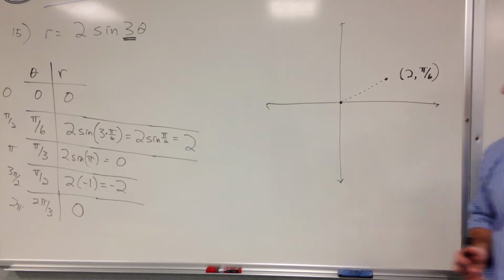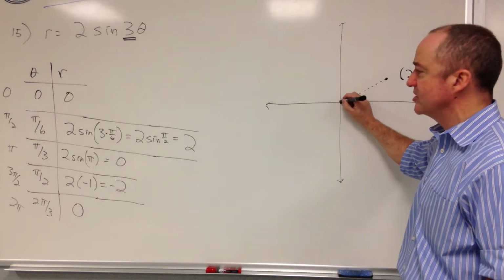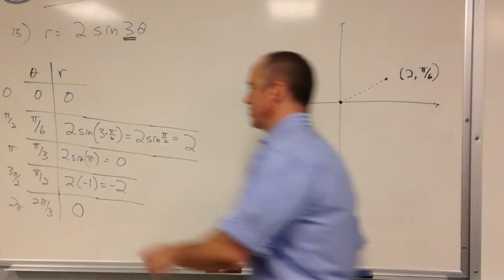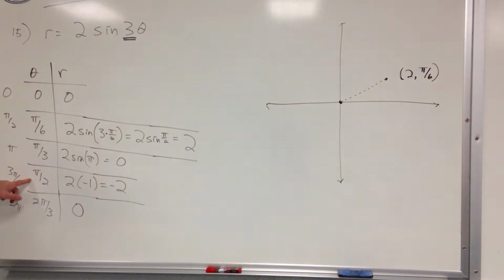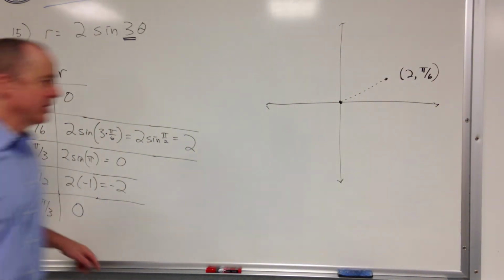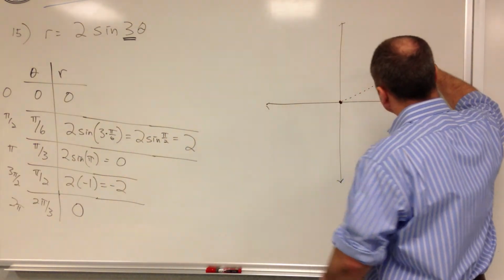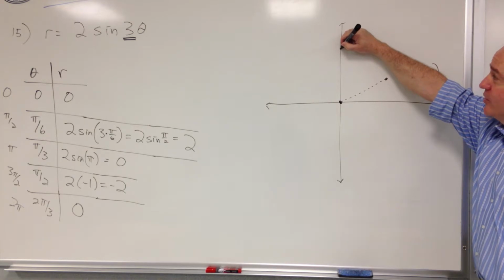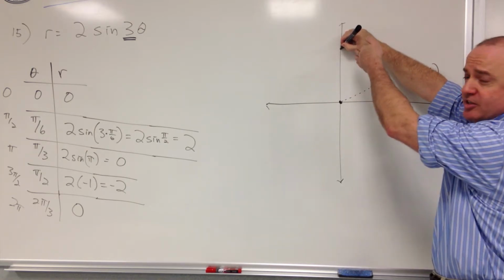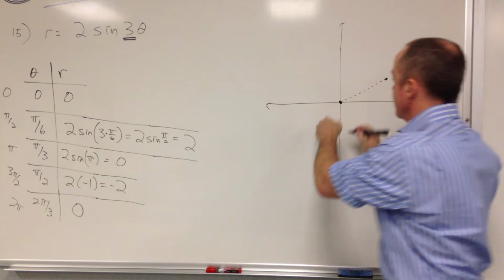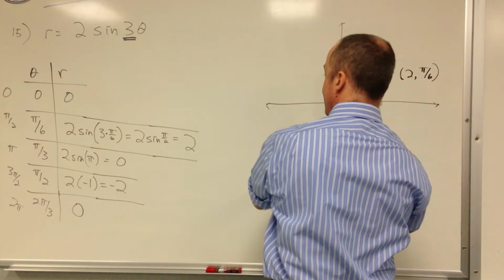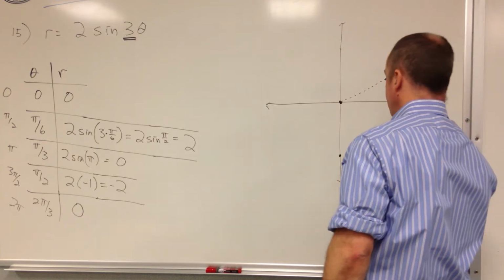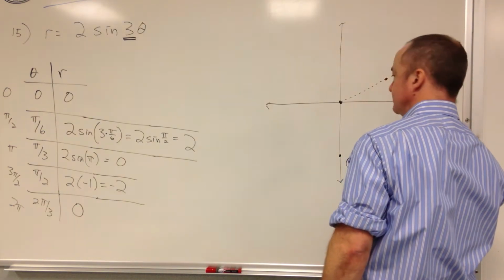When I get to pi over 3, which would be 60 degrees, I'm still at 0. When I get to pi over 2, 90 degrees, I got a negative 2. So if you have pi over 2, you're facing 90 degrees, you're facing straight up, but the radius is negative, you go that distance down. Excellent. So this is the point, negative 2 comma pi over 2.